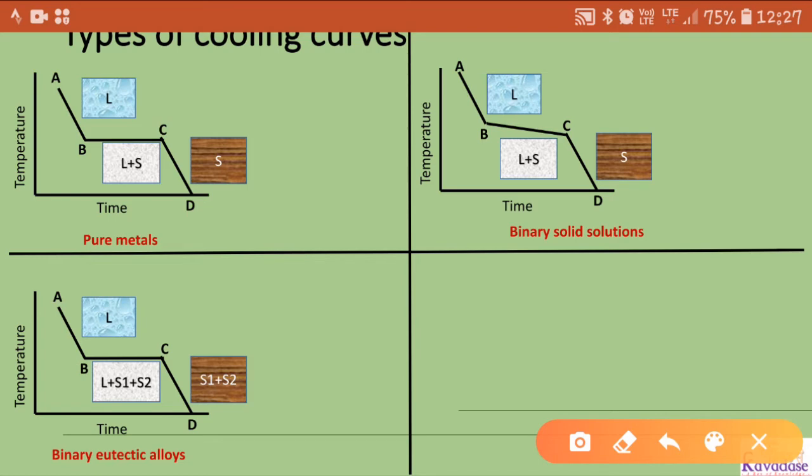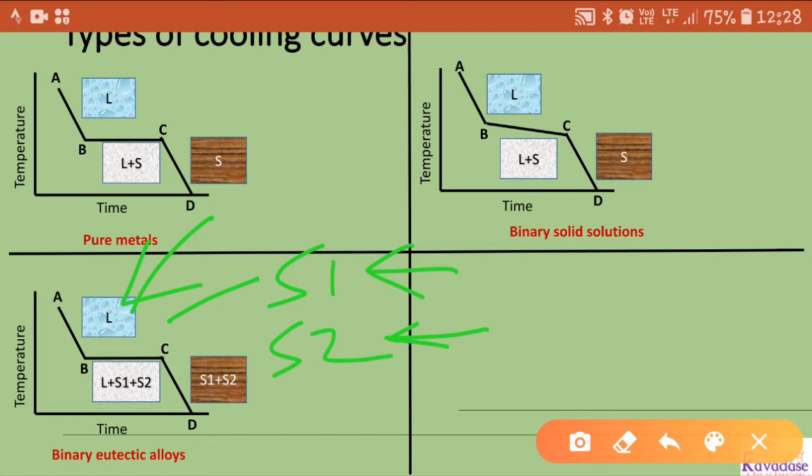At point B there is complete liquid, and at point C there is complete solid. Okay, and here S1 is for solid 1 and S2 for solid 2. Solid means metal 1, metal 2. Okay, so this is the liquid. And in liquid, metal 1 and metal 2 both are in liquid state, and when point B reaches, the transformation is taken place. Okay, and the liquid is converted into solid at point C.